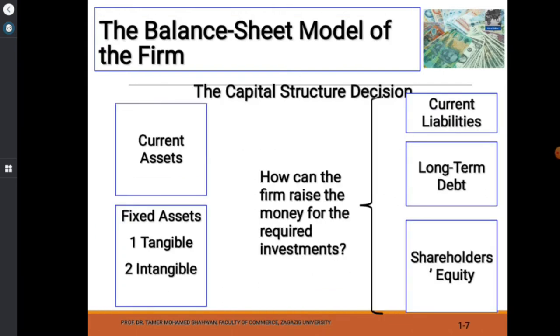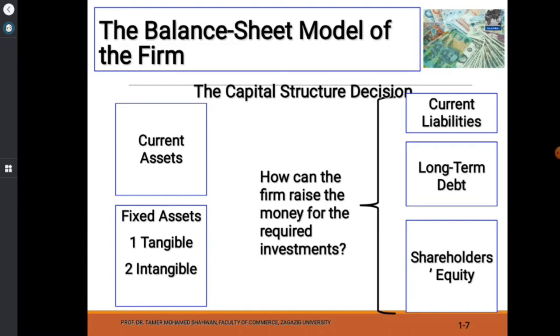Second type of decision, which is the capital structure decision. The capital structure decision is mainly concentrated on the right-hand side of your balance sheet, and this will be represented by some of current liability, long-term debt, and shareholder equity. Those three sub-parts will enable the organization to determine how the firm can raise the money for the required investment. So if you would like to investigate the capital structure of a specific firm, you must concentrate on this side to determine how can the firm raise the money for the required investment.